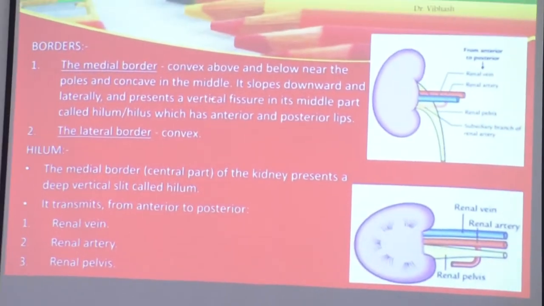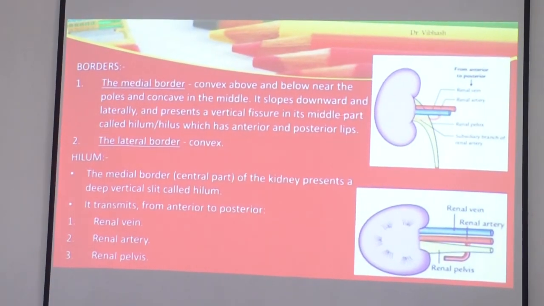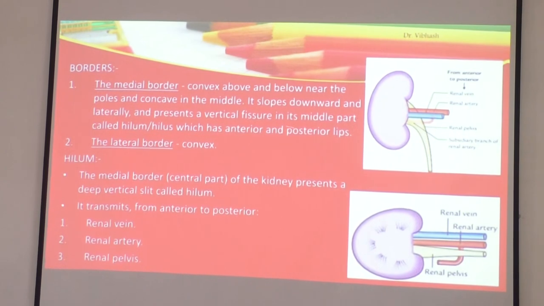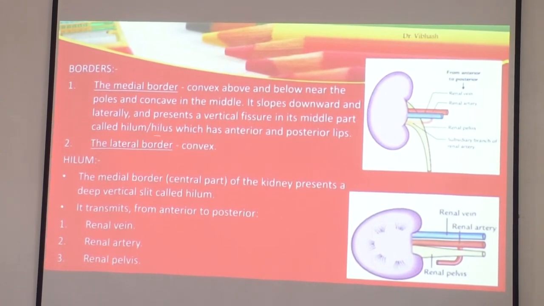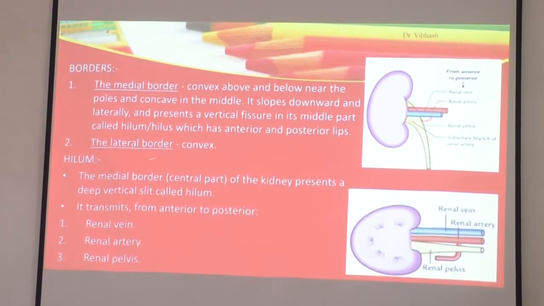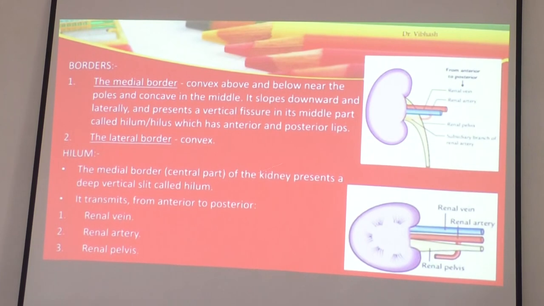Next we go to the borders. It has a medial border and one lateral border. Medial border is convex above and below near the poles and concave in the middle here. It slopes downward and laterally and presents a vertical fissure in its middle part called the hilum or hilus, which has anterior and posterior leaves. Lateral border is convex. This is lateral border.